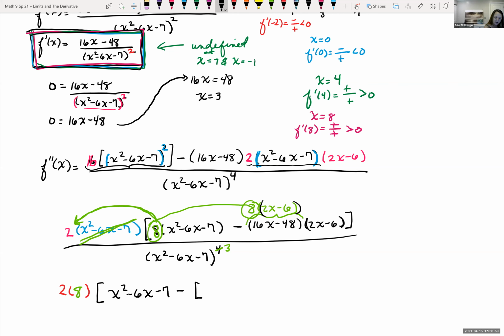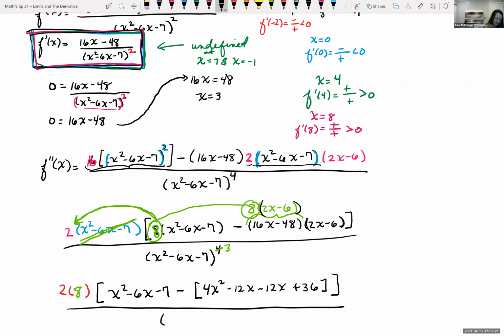So boiling that out, 2x times 2x, that's 4x squared. 2x times negative 6, that's negative 12x. Negative 6 times 2x, so minus 12x. And negative 6 times negative 6 is plus 36. All over the denominator, x squared minus 6x minus 7 quantity cubed.